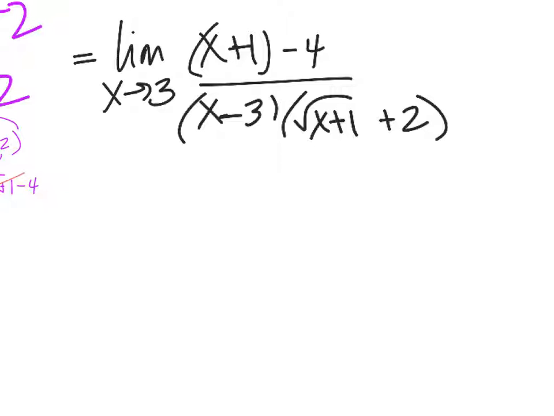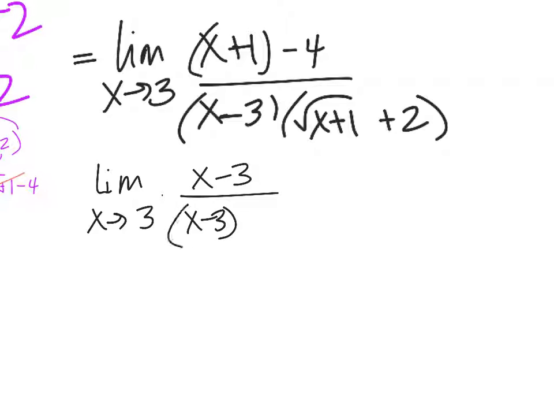Okay. All right. So we simplify the top. Don't do anything to the bottom yet. What's x plus 1 minus 4? X minus 3. On top, x minus 3. On the bottom, x minus 3. And then square root of x plus 1 plus 2.